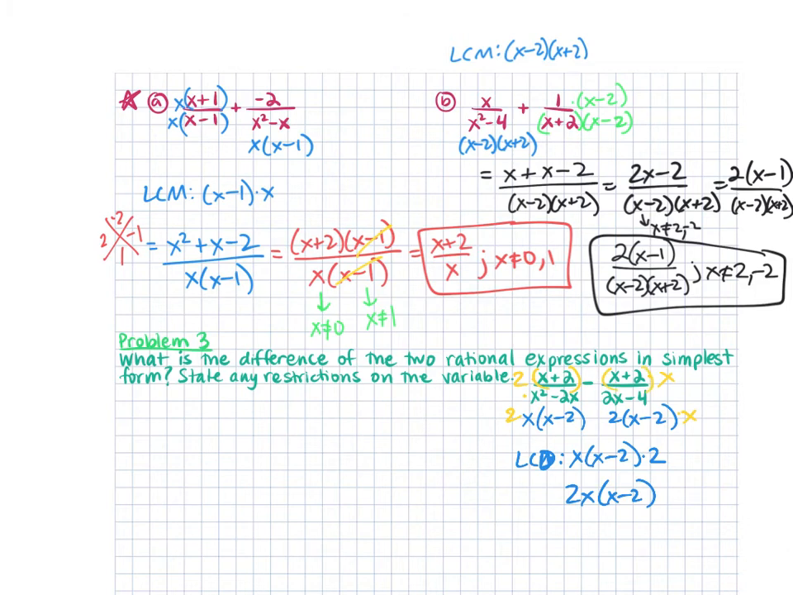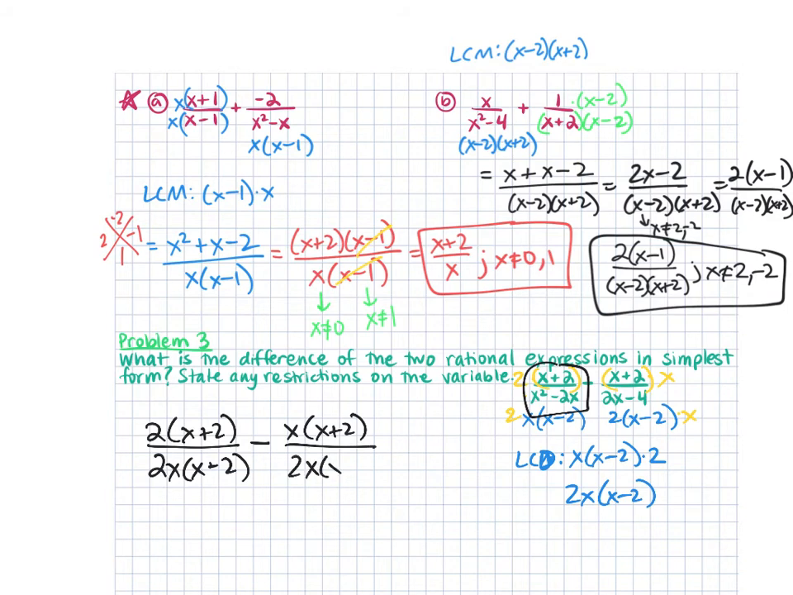All right, so let's rewrite this. This becomes 2 times x plus 2 on the top of that fraction, divided by 2x times x minus 2. That's this here. And then minus x times x plus 2, divided by 2x times x minus 2. Right, don't forget this x I added there. Okay, so now the denominators are the same. So let's do the tops. 2 times x plus 2 minus x times x plus 2 is the top, and then the bottom is just the same denominator, 2x, x minus 2.